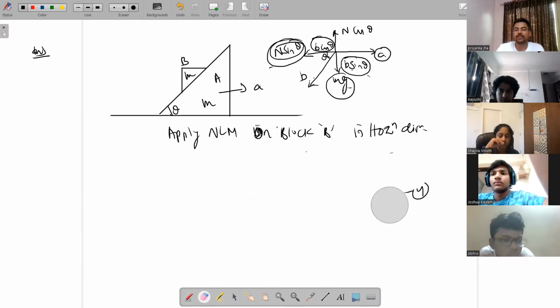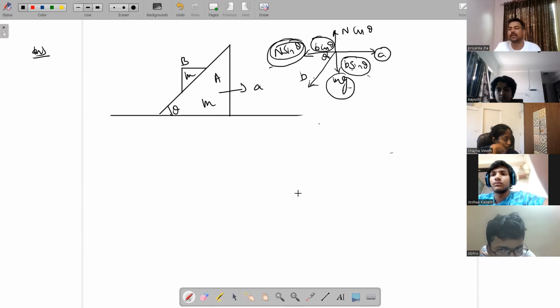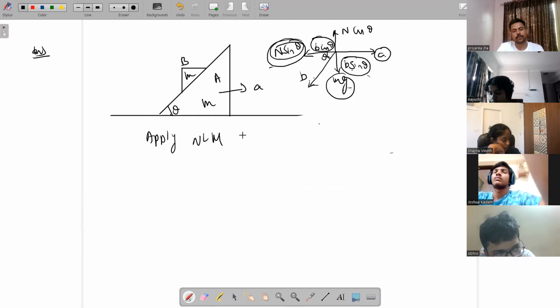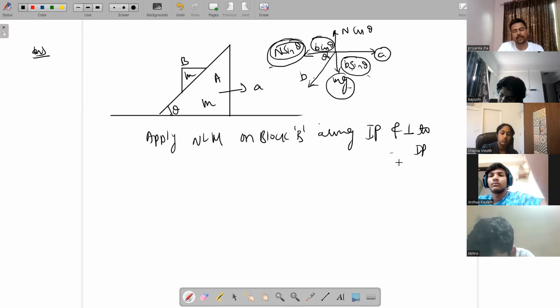Now, I want to apply Newton's law of motion on block B along the inclined plane and along the plane perpendicular to inclined. See, apply Newton's law of motion on block B along inclined plane and perpendicular to inclined plane. I want to give you guys 2-3 minutes. You try, then I'll tell you.